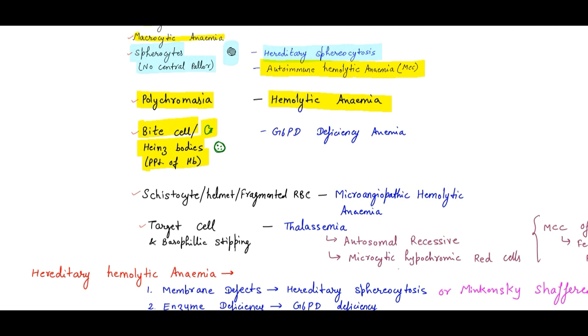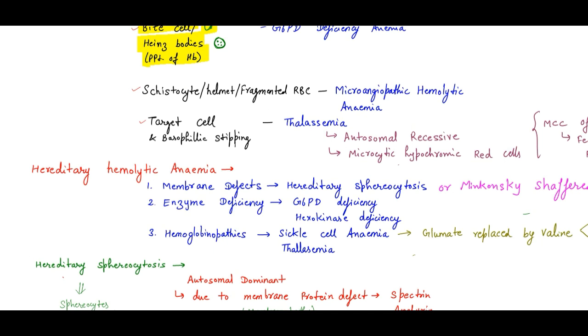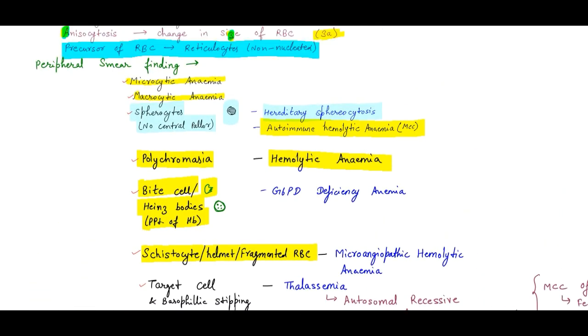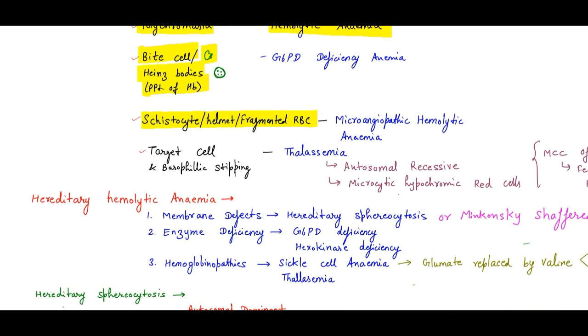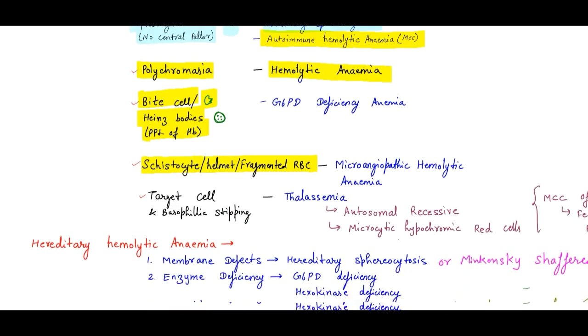Okay guys. Then we have the schistocytes, helmet cells and fragmented RBCs. Remember, the schistocytes or fragmented RBCs are seen in microangiopathic hemolytic anemia. So if a question gives any of these peripheral smear findings and asks which anemia this is, we can easily identify it based on the peripheral smear.